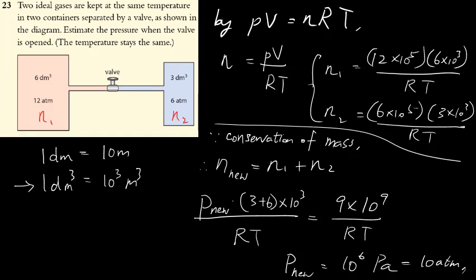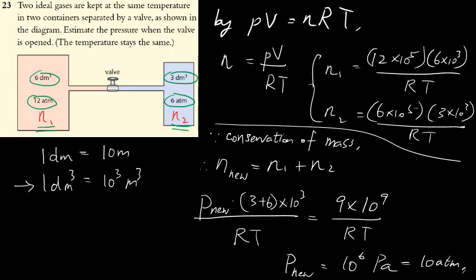The next question is a very, very typical question that I actually pretty like. So first of all, what you're going to do is to understand the question. You have two different ideal gases here, and they have different volumes. Notice that this is a volume and this is a volume, 6 and 3 dm cube for each side, and they have different pressures and of course different numbers of molecules.